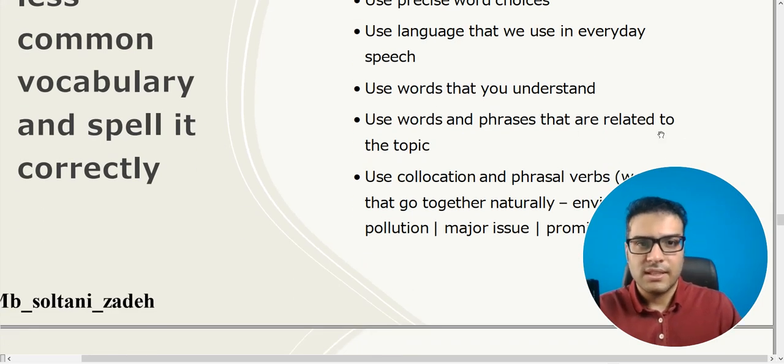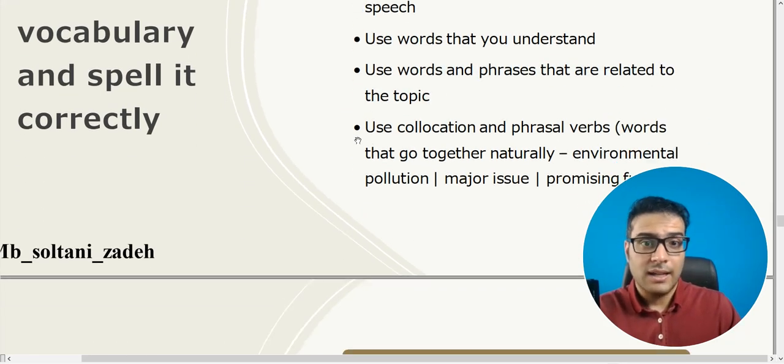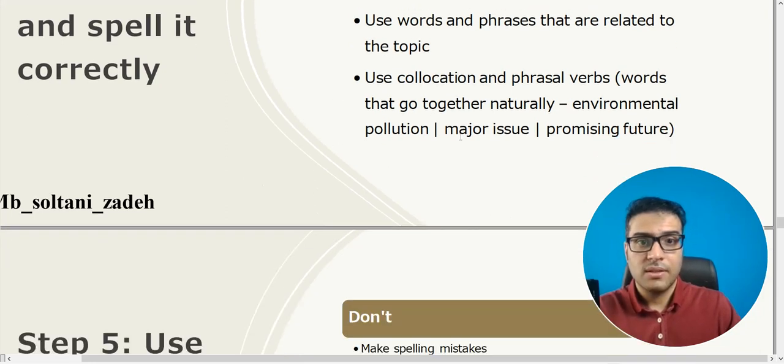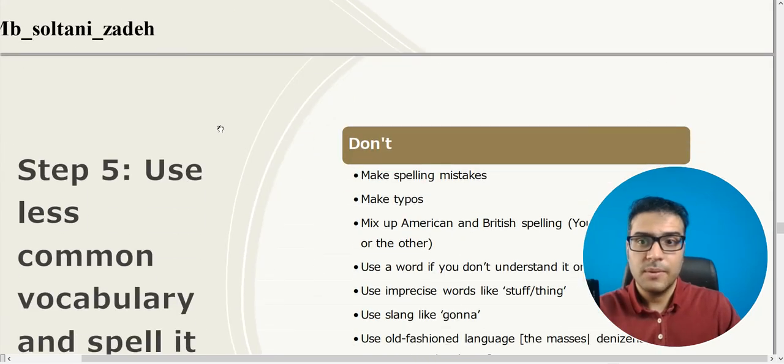Use words and phrases that are related to the topic, and collocations and phrasal verbs can be very helpful, like environmental pollution, major issue, promising future.